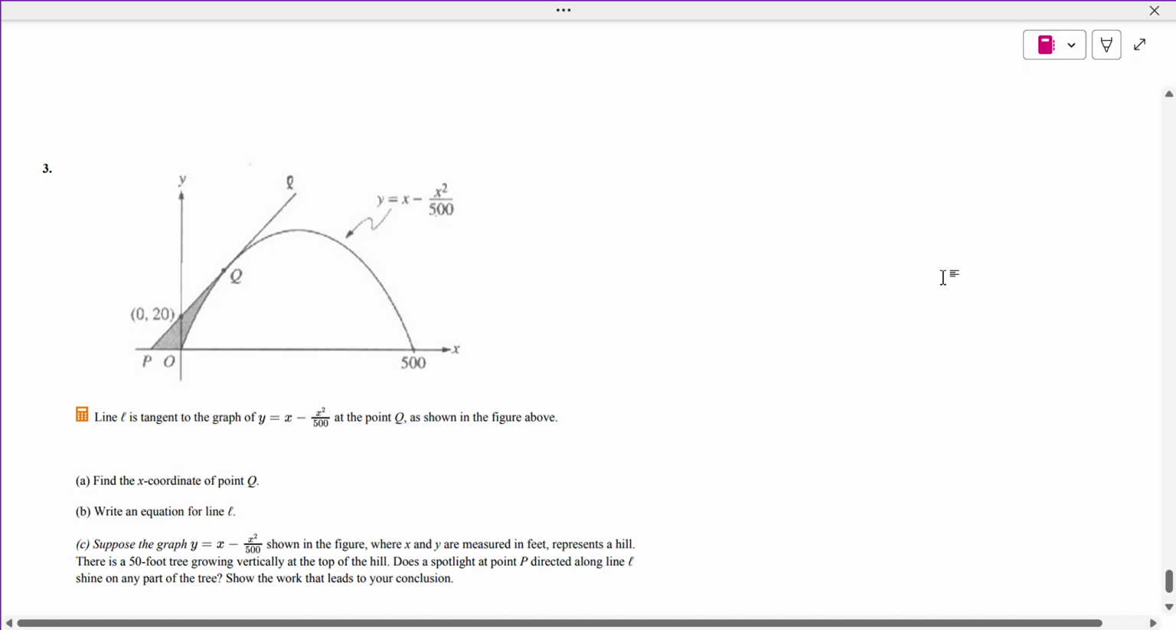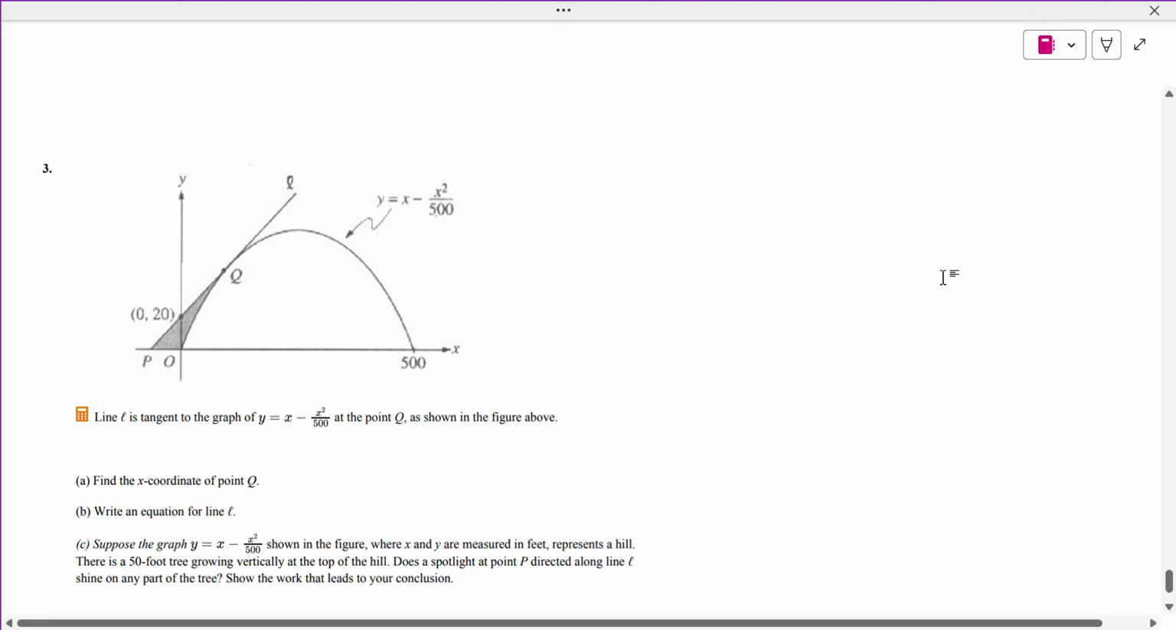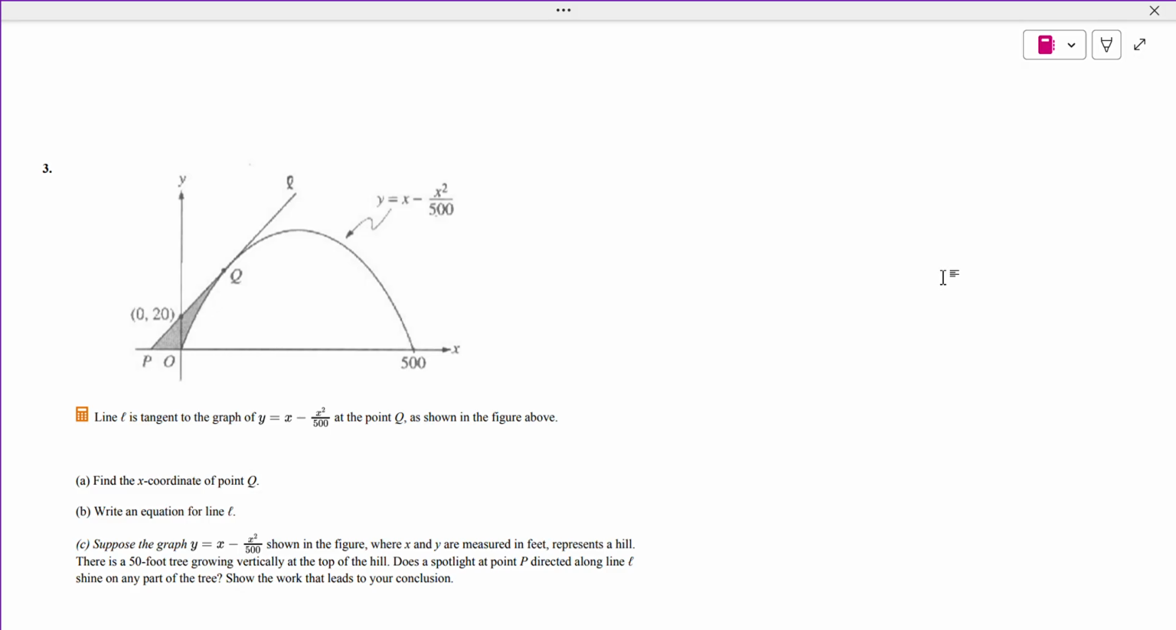We have another extra question, question 4, from the coverage of grade 11 elite for the end of term exam of term 2. We have this quadratic function y equals x minus x squared over 500, and there is a tangent line, line L, that touches the curve at point Q. It intersects the y-axis at (0, 20). It touches the x-axis at point P. In the first part, find the x-coordinate of point Q.